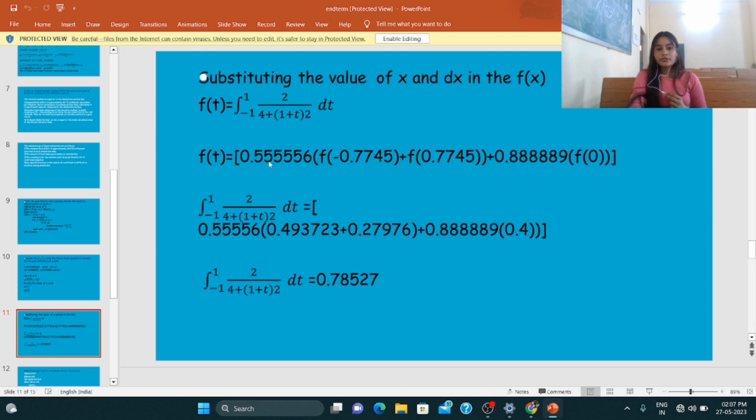f of t equals to 0.555556 f of minus 0.7745 plus f of 0.7745 plus 0.888889 f of 0. Integral from minus 1 to 1 of 2 whole upon 4 plus 1 plus t squared dt equals to 0.555556 of 0.493723 plus 0.27976 plus 0.888889 of 0.4. On solving which, we get the integral from minus 1 to 1 of 2 whole upon 4 plus 1 plus t squared dt equals to 0.78527.